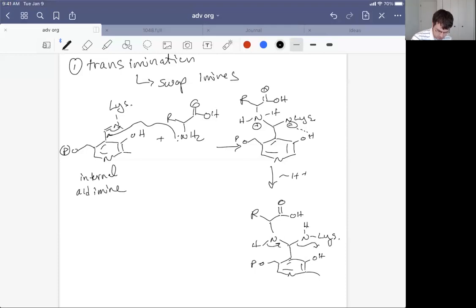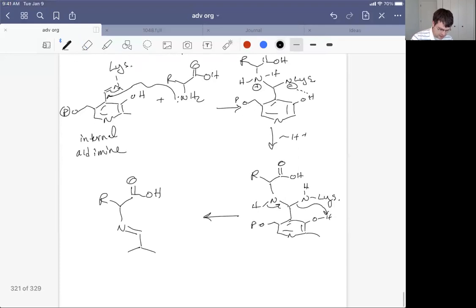Now what we're going to do is lose... I should draw that OH covalently bonded, so I can always have an H to pick up when I need it. But we're going to let the nitrogen that was added from the amino acid make a double bond with the PLP cofactor and push off the lysine residue. So lysine is actually going to be disconnected from the PLP cofactor, and we're no longer covalently bonded as an imine to the enzyme active site.